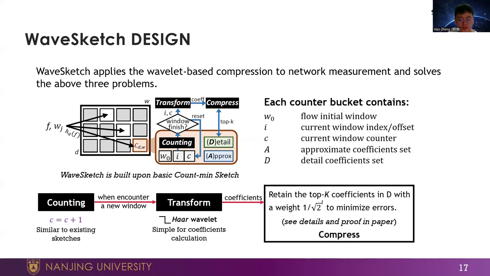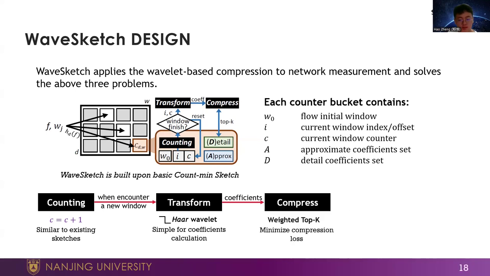The compression stage is to select the top k coefficients with a weight. The weight is used to reduce the reconstruction error. The last is the reconstruction stage, which is only performed in the microMON analyzer.